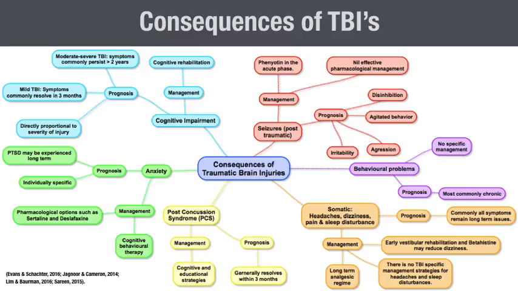Post-concussion syndrome is managed with cognitive and educational strategies and generally resolves within 3 months. Anxiety is managed with cognitive behavioural therapy and pharmacological options such as sertraline and desvenlafaxine. Anxiety is often individually specific, however, post-traumatic stress may be experienced long-term.